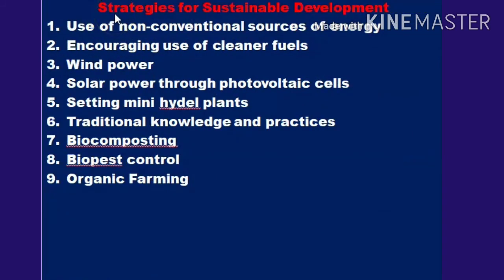So in general, in our economy, what is the condition? What we are going to see is strategies for sustainable development, starting with the use of non-conventional sources of energy. India depends on thermal and hydropower plants to meet its power requirements, but both of these have adverse environmental impacts. Thermal power plants emit large quantities of carbon dioxide and produce fly ash, which cause pollution of water bodies, land and other components of the environment if not used properly.